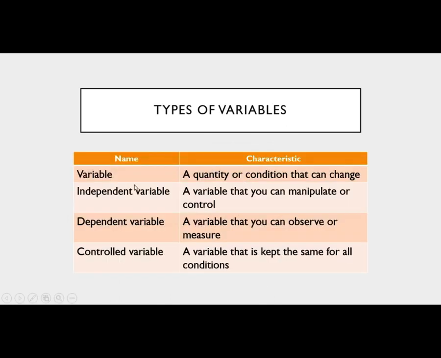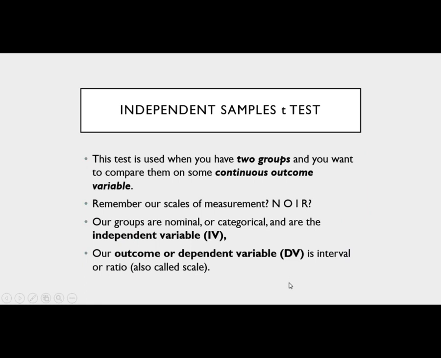So really quick on variables, a variable is a quantity or condition that can change. The independent variable is a variable you can manipulate or control. The dependent variable is a variable that you can observe or measure. And a controlled variable is a variable that's kept the same for all conditions.